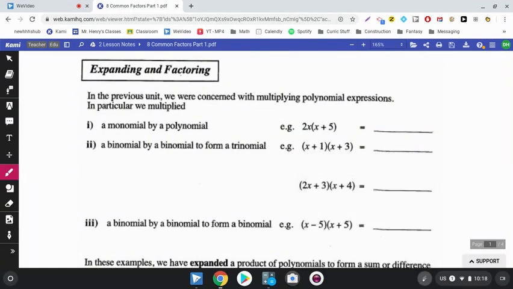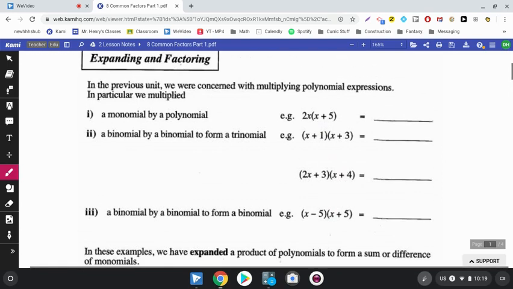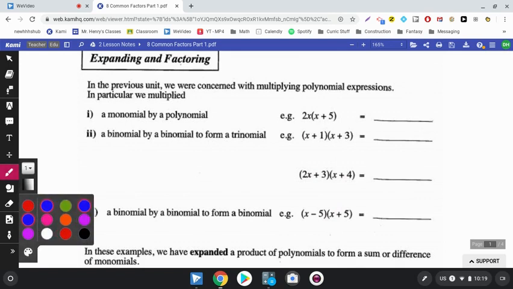With multiplying, we did multiplying by a monomial. Then we brought in a binomial by a binomial and looked at a few of those. We actually looked at even bigger things, but to start, we're going to look at some of these more simple ones. To multiply 2x times x plus 5, I need to remember the distributive property, and I get 2x squared plus 10x.